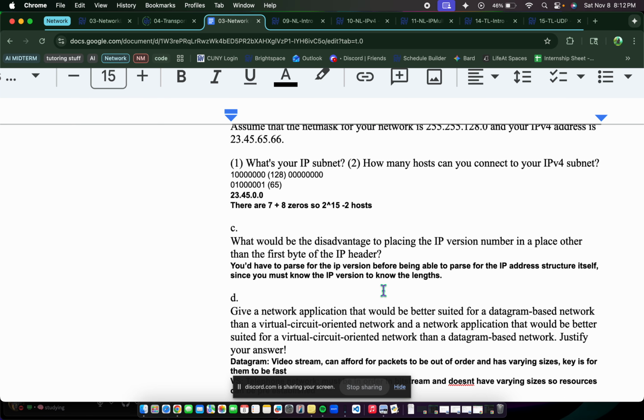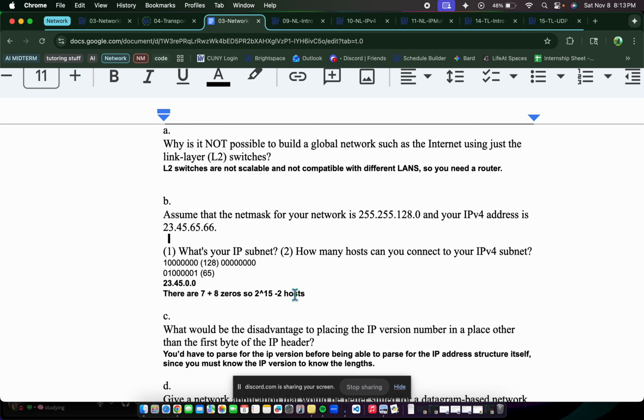So back on that where you said the IP subnet and how many hosts you can connect. I know you got the 128, like the 1 and then 7 zeros from the net mask, and I know you got the following line from the IP address and you do the bitwise AND and you got 23.45.0.0. That's the IP subnet, right? Yep. So this is my answer to 1, and then this is my answer to 2.